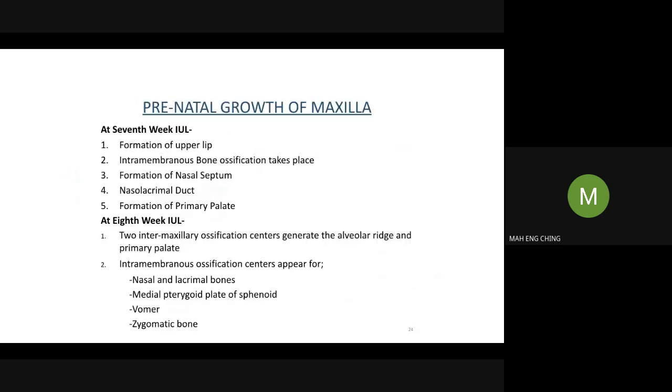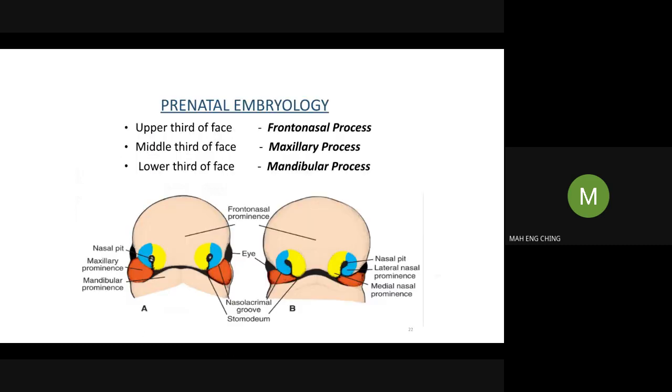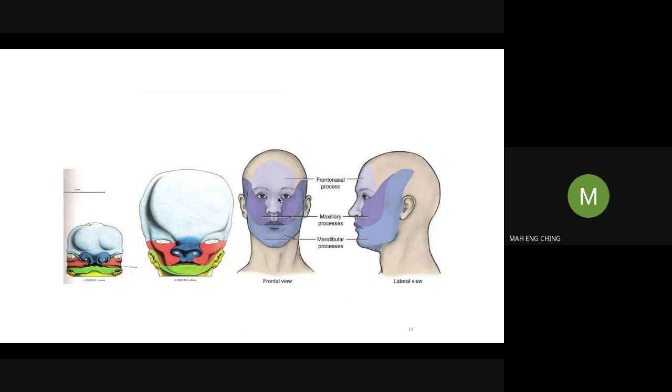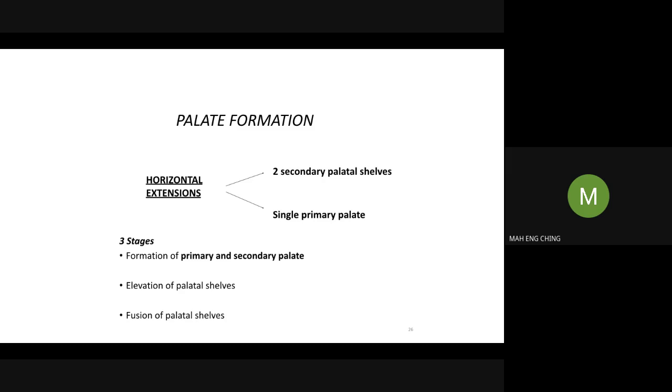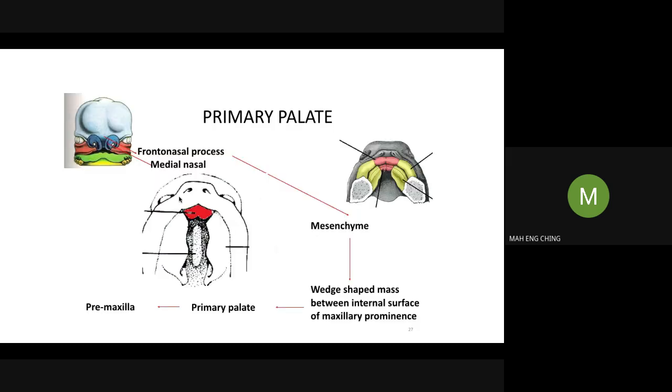You just have to know these pictures. You should be able to draw these pictures very well. This one shows that all the processes come together and we have a mouth in the middle. Later we form three parts of the face: upper, middle, and lower. And we have to know the primary palate and secondary palate. If they fail to fuse together, we will form a cleft.